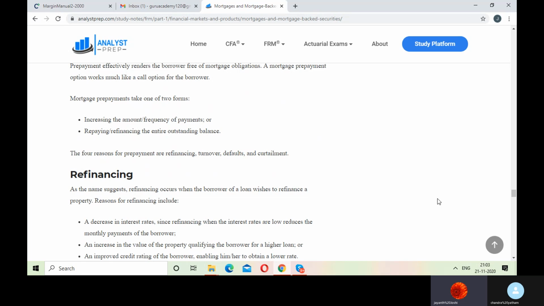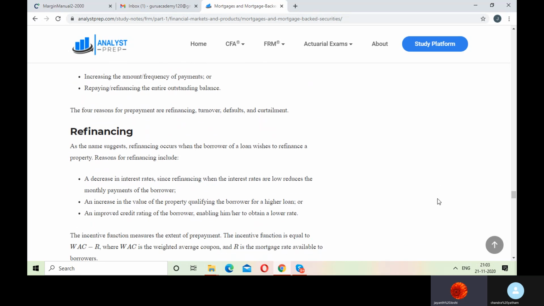So what do you say? I will get it refinanced by the other bank. Am I right? This bank won't like those things, because this bank loses the interest. That bank will get the interest now. So the four reasons of prepayment are refinancing, turnover, defaults, and curtailment.